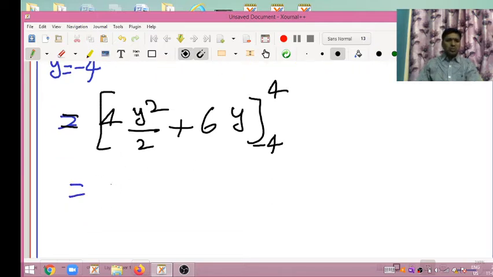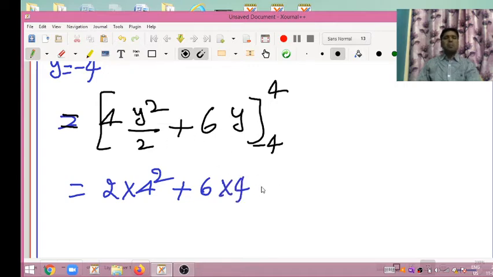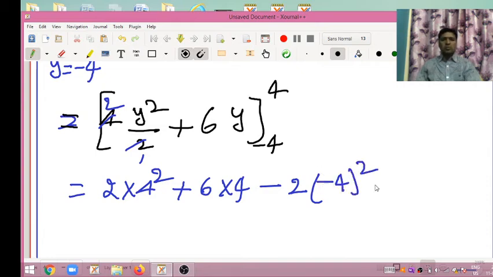Here 2 2s are 4. 2 is the constant, applying the upper limit where y is there: upper limit 4 square plus 6 into 4. So for both terms the upper limit is completed, minus of 2 into, because here 2 they are cancelled, 2 into the lower limit -4 whole square, minus 6 into -4.